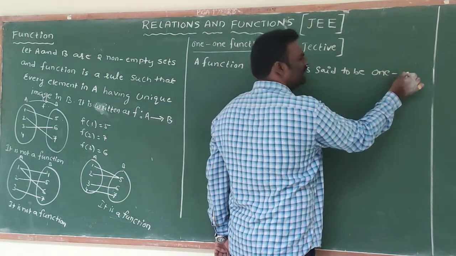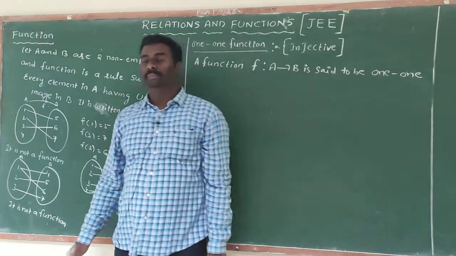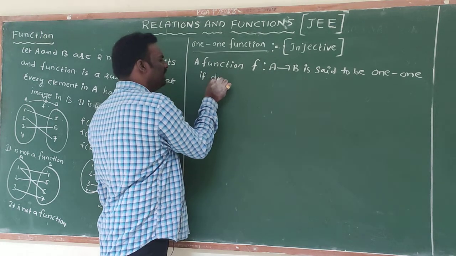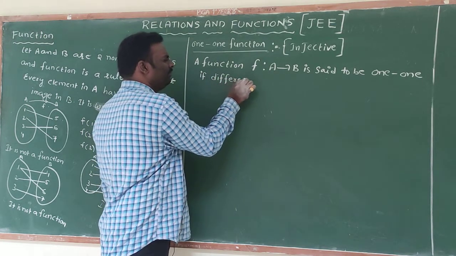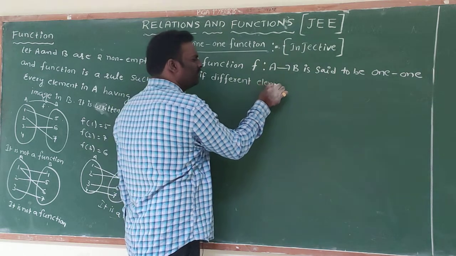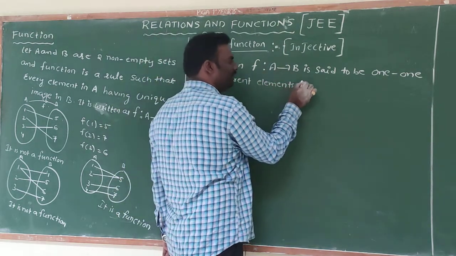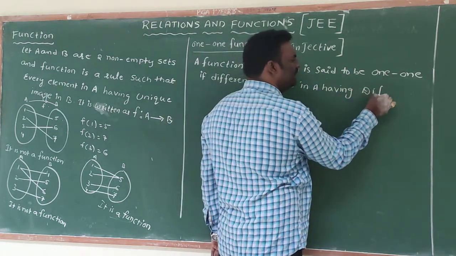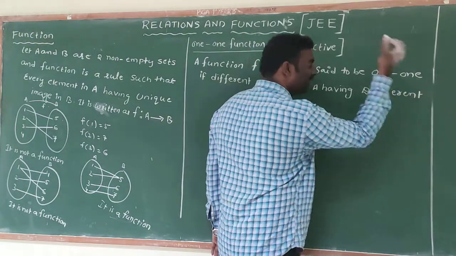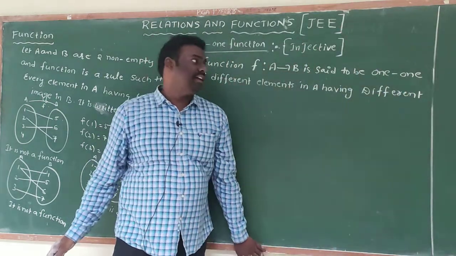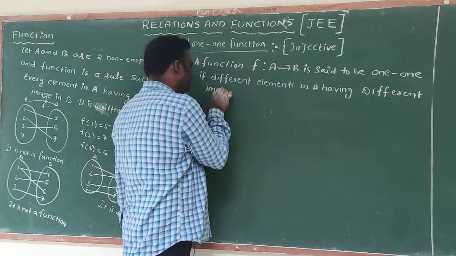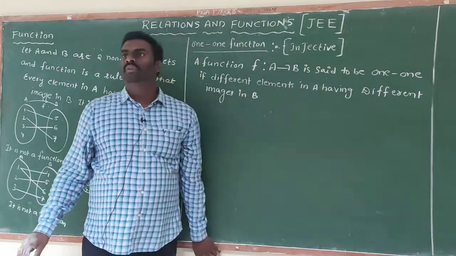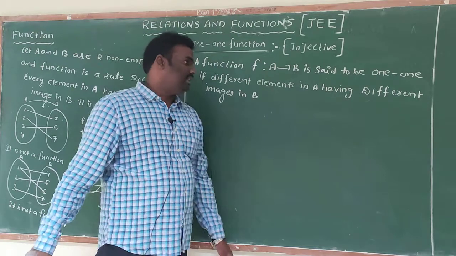A function f mapping from A to B is said to be one-one if different elements in A have different images in B. Different elements in A have different images in B. This is the definition for a one-one function.